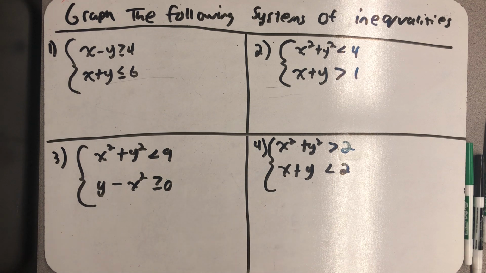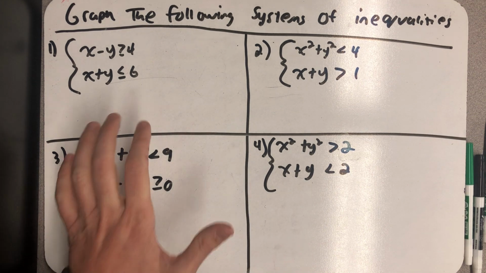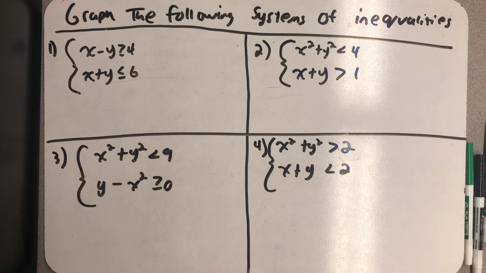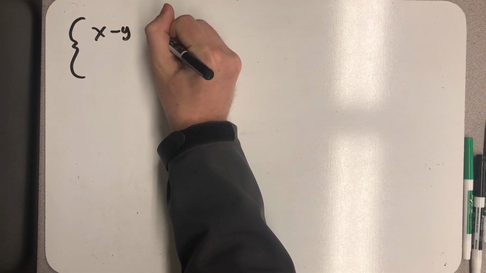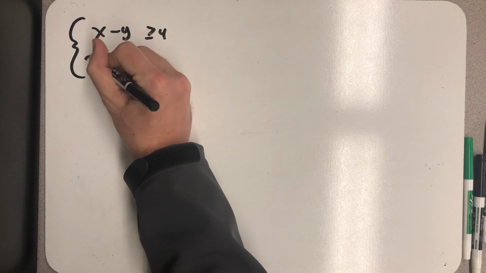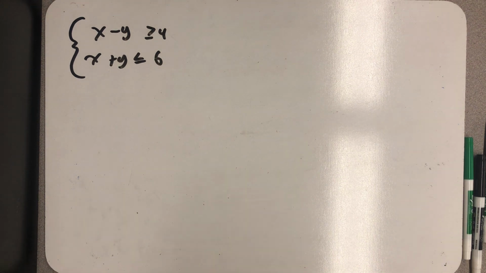In our last video, we saw some inequalities using graphs that were lines and other things, and we're just going to follow that process again. So I'm going to rewrite this one on the next board so I have a little more room. So in that first problem, we were asked to solve x minus y is greater than or equal to 4, and x plus y is less than or equal to 6.